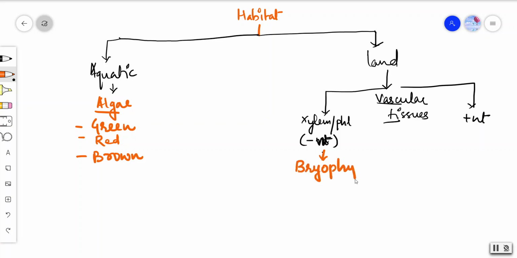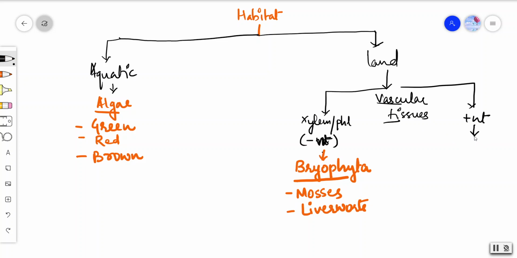On the basis of that, the plants which do not have xylem and phloem are bryophyta. Bryophyta includes mosses and liverworts. Clear? Now, in which xylem and phloem are present.